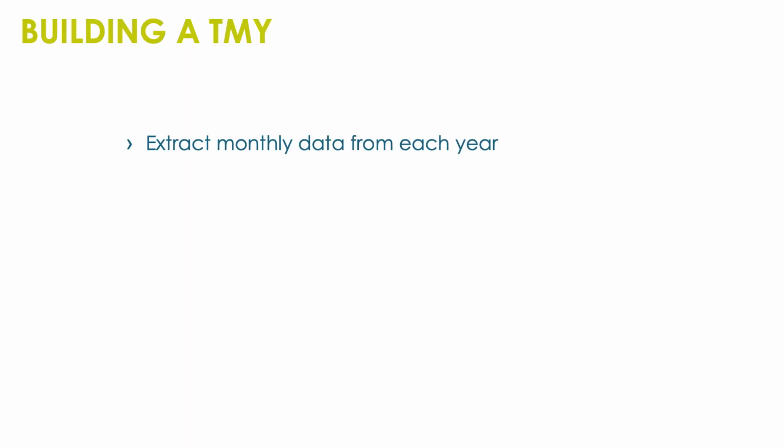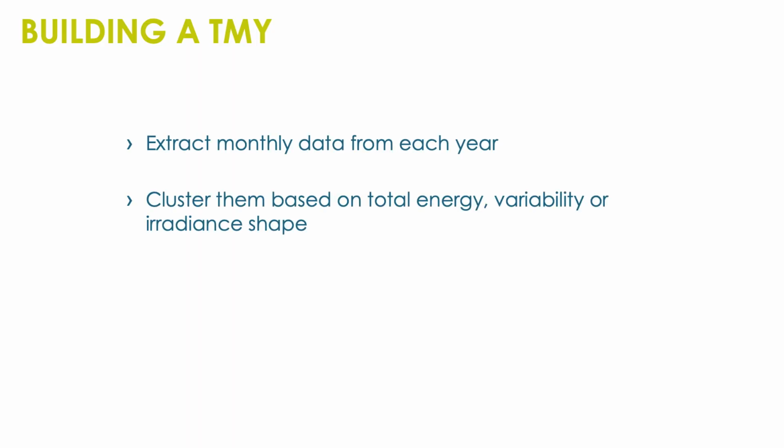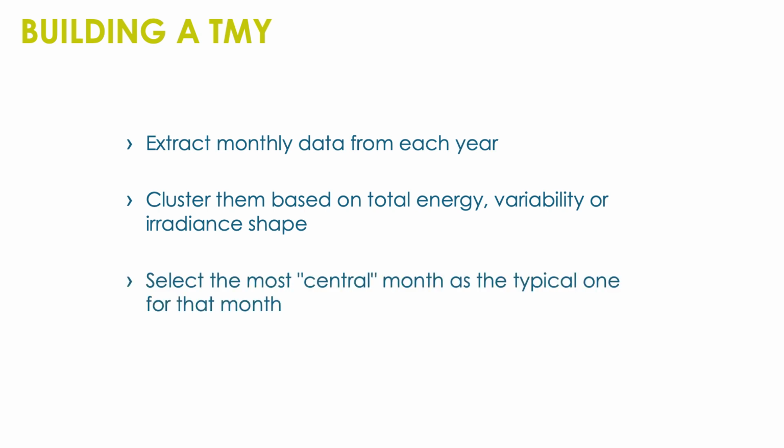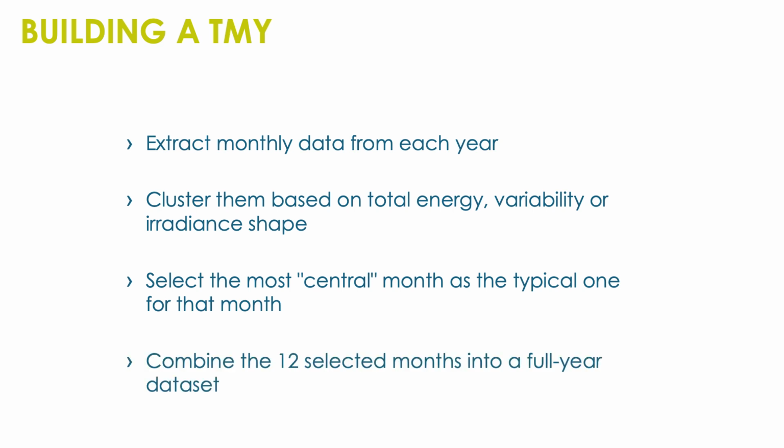There are several approaches to building a TMY. One of the simplest is to first extract monthly data from each year, cluster them based on total energy, variability or irradiance shape, and then select the most central months, often the medoid, as the typical one for that month. You can then combine the 12 selected months into a full year dataset.